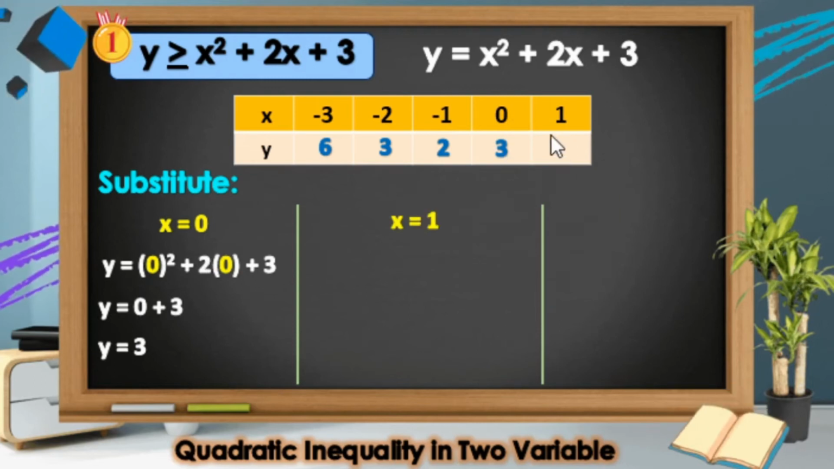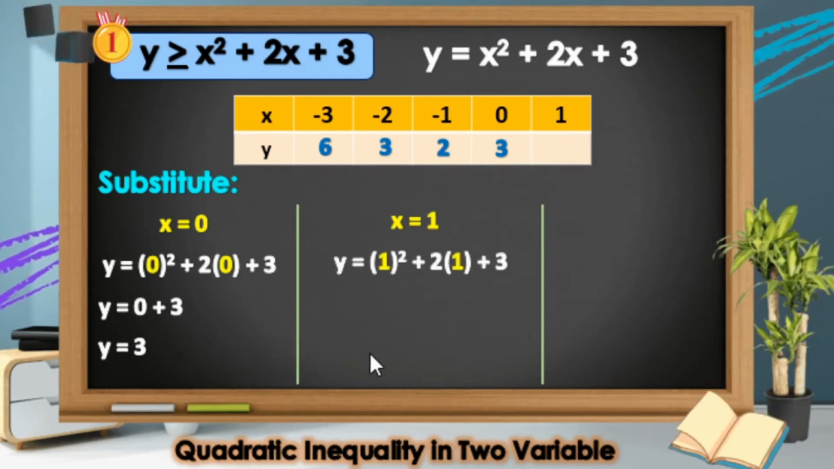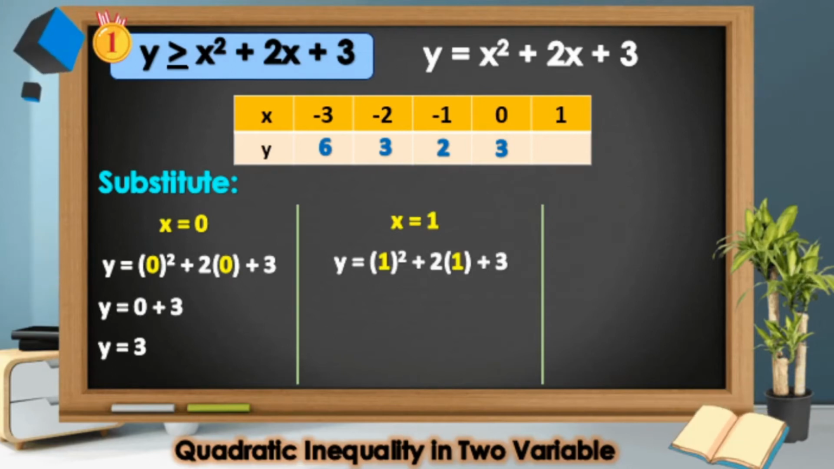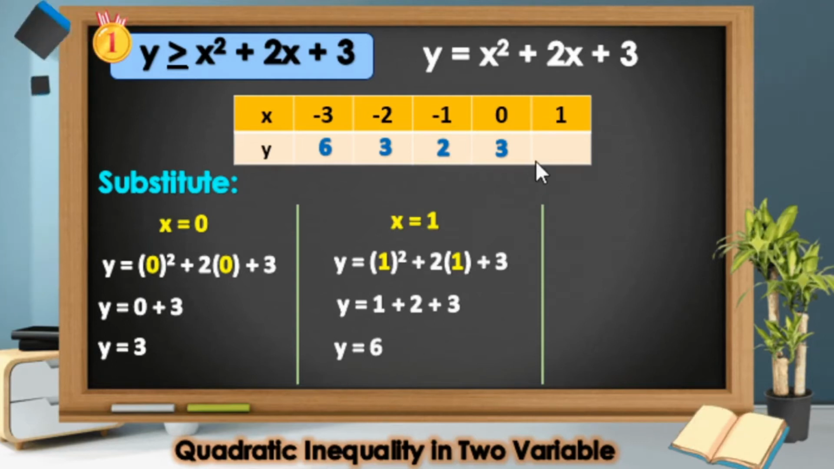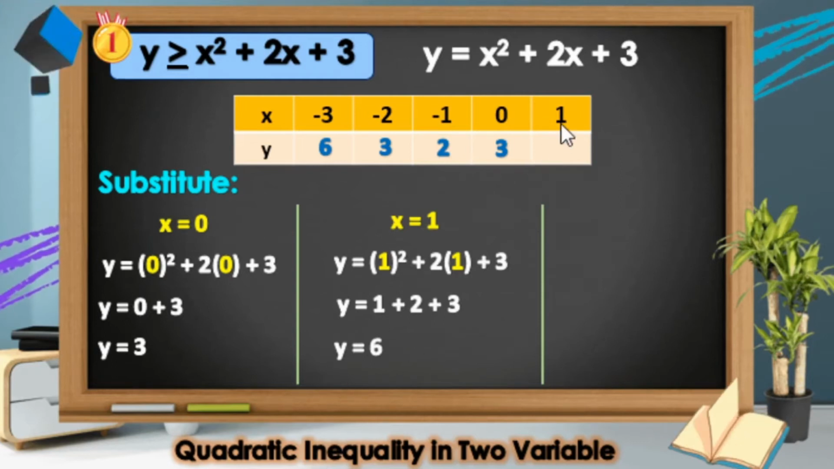Next, if the value of x is 1, substitute natin yung 1 sa ating x. So, we will have y is equal to 1 squared plus 2 times 1 plus 3. Then, simplify. 1 squared is 1, 2 times 1 is 2 plus 3. So, copy ulit yung 3. So, 1 plus 2 plus 3 is 6. Therefore, if the value of x is 1, the value of y is 6.